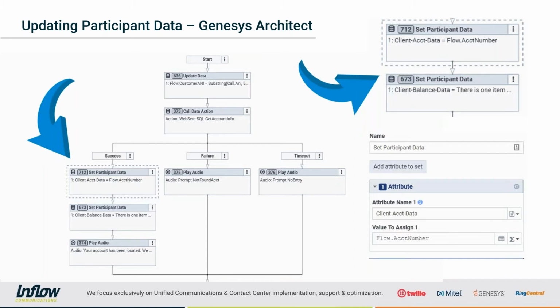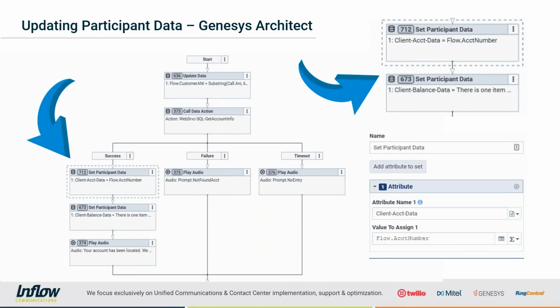So here on the left, we have a classic view of a flow process inside Genesys Cloud. The big blue arrow on the left is where it says set participant data. What I'm specifically doing here, you'll notice the second widget in my dropdown, which is labeled 373, Web Services SQL Get Account Info. Once I get account info, I get to the success branch of my tree, and I set my participant data.